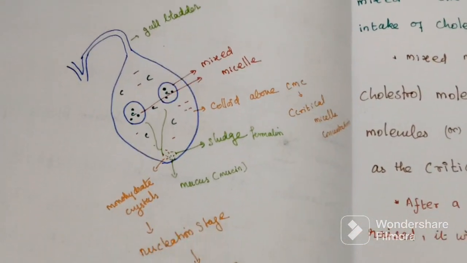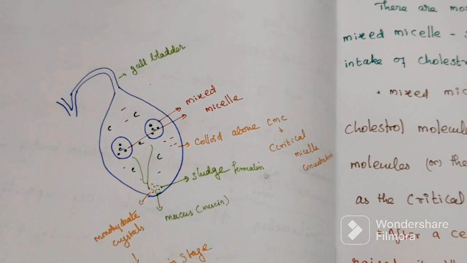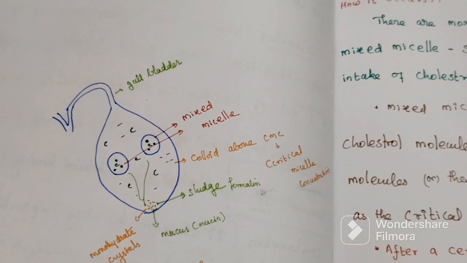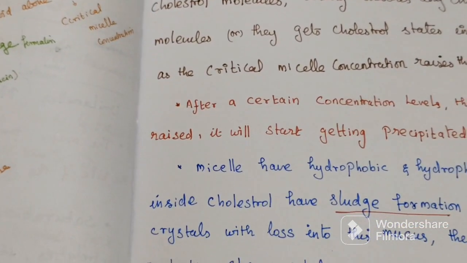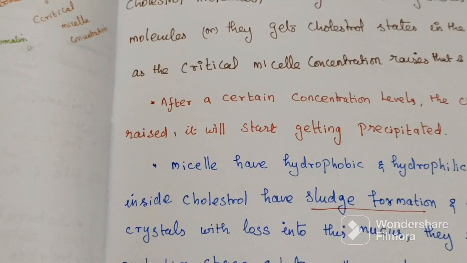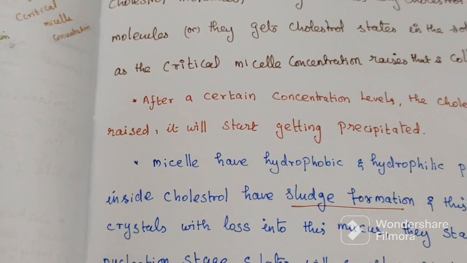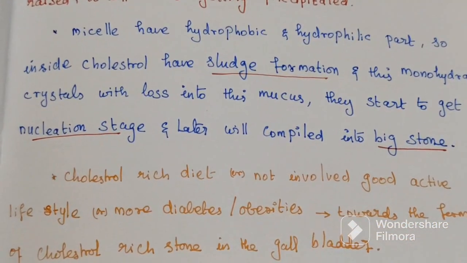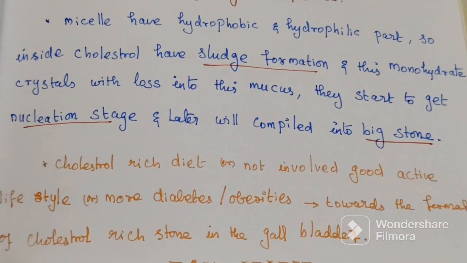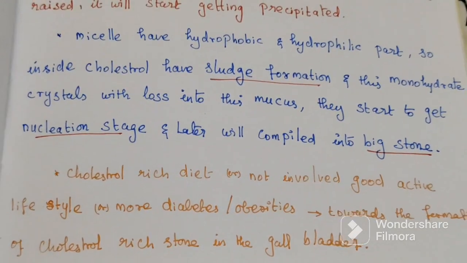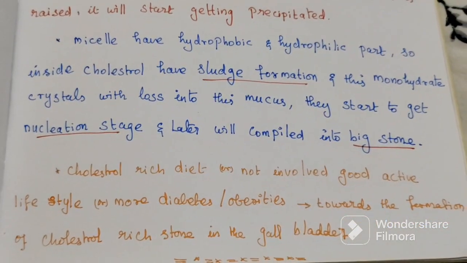This also increases the chances of gallstones. Taking a more refined diet or cholesterol-rich diet, not having an active lifestyle, or having diabetes or obesity contributes to the formation of cholesterol-rich stones in the gallbladder. So this is the way gallstone formation occurs.